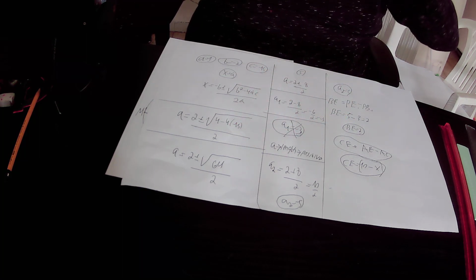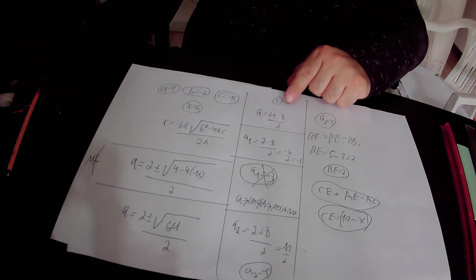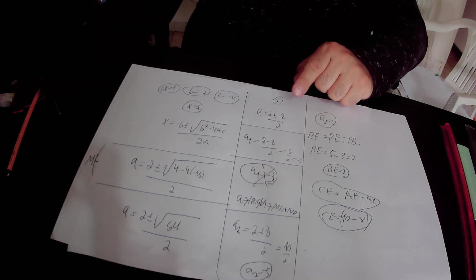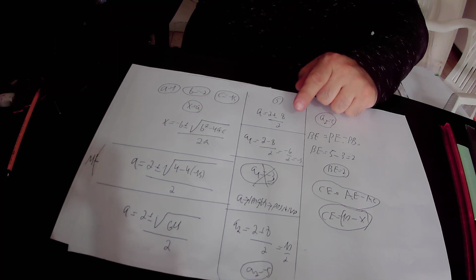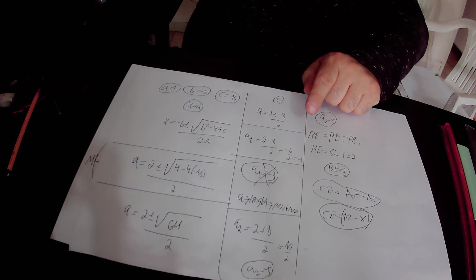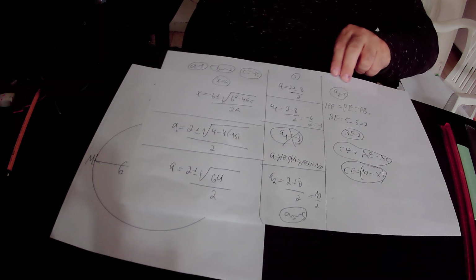The square root of 64 is 8. So in conclusion we found out that a equals 2 plus or minus 8 over 2. We have two possible solutions. The first solution is a equals 2 minus 8 over 2. 2 minus 8 is minus 6, and minus 6 over 2 is minus 3. So we found out that a equals minus 3.